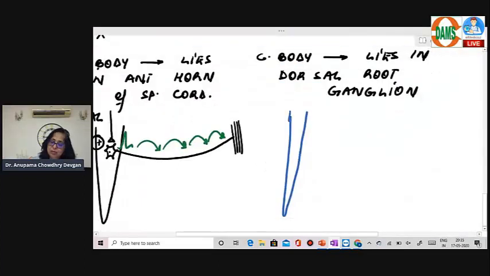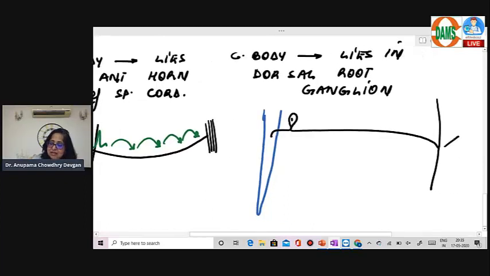When I say pseudo-unipolar neuron, this cell body lies in the dorsal root ganglia. There are two processes, one which goes towards the spinal cord and the other which goes towards the skin. So when I give a sensory stimulus on the skin, pain, touch, temperature, the action potential will arise in the first node of Ranvier, which is closest to the receptor. When I give a painful stimulus, the pain receptor will be excited.